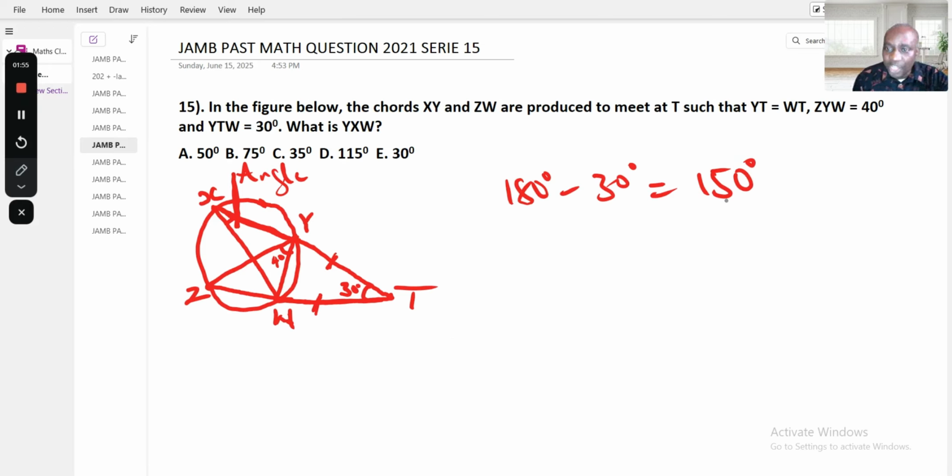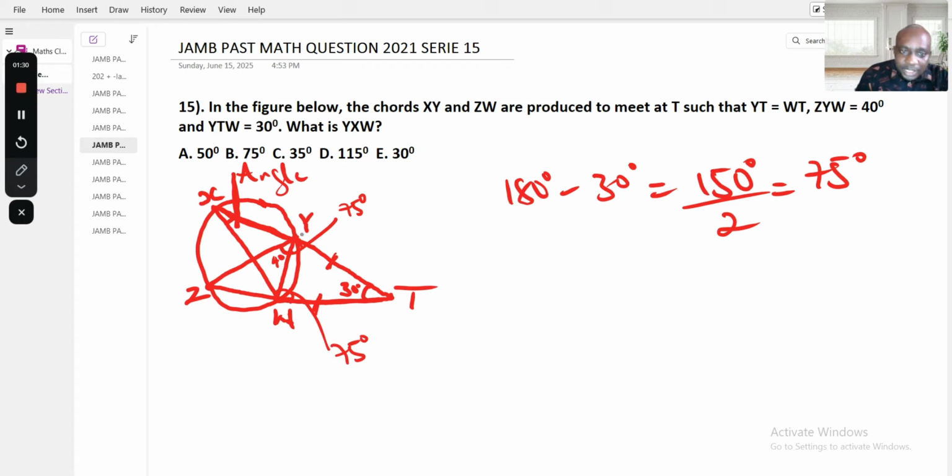because we are going to share this 150 degrees into equal angles, because according to the isosceles triangle, the two angles must be equal, but the middle angle is always different. Therefore, we are going to divide this one into two. It's going to give us 75 degrees. It means that this angle will be 75. Let me write it here, 75 degrees, and this angle too will be 75 degrees.